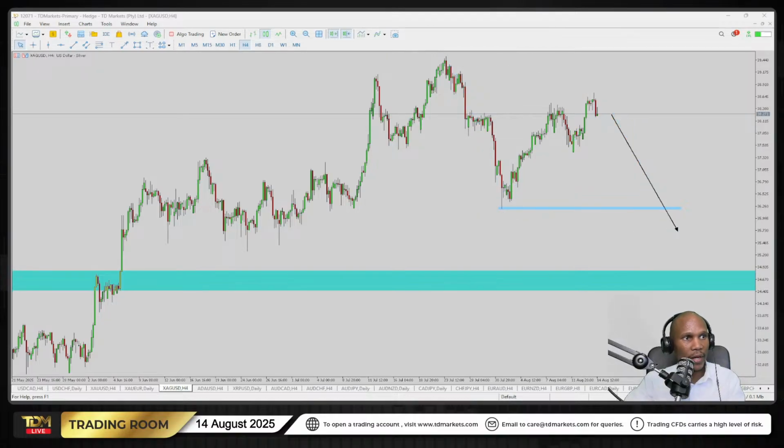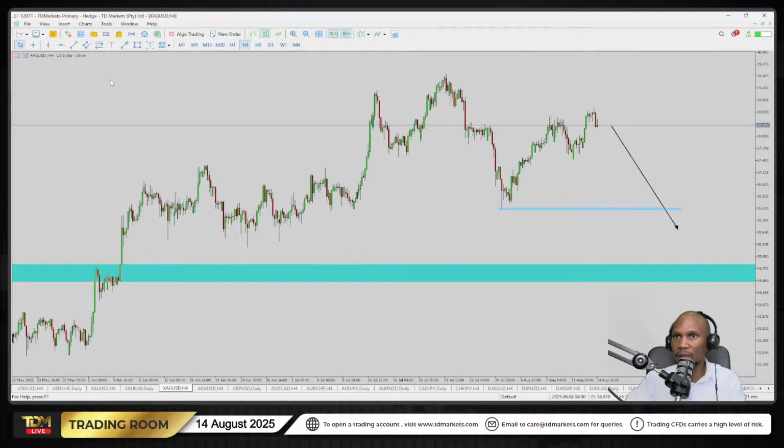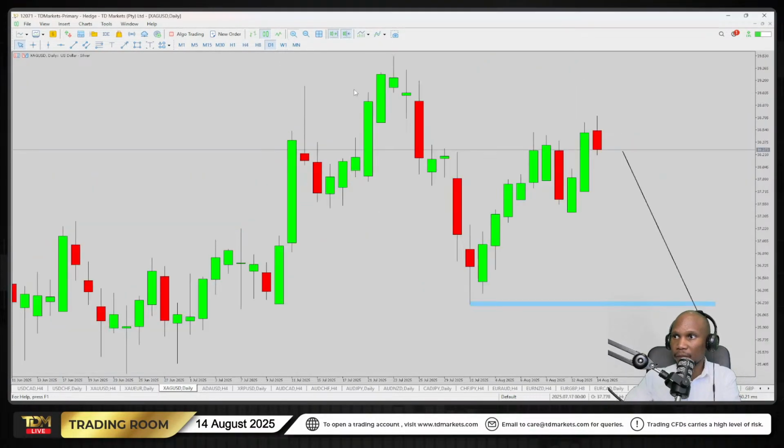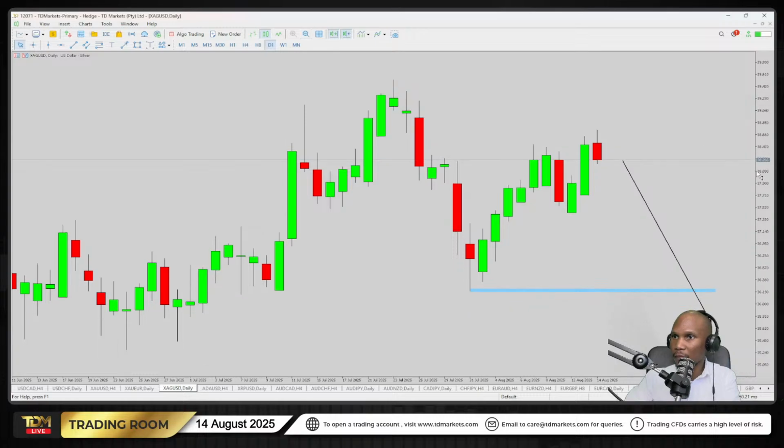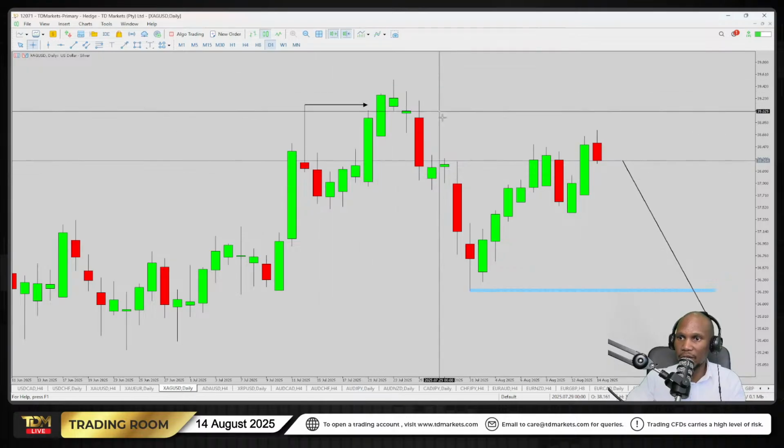But looking at where it's coming from, this rejection here, there's a rejection. Let me show you. You see how price rejected the previous high? It might have broken it slightly, but overall price rejected the previous high. So people will see this as a double top. We've got what looks like a double top formation.